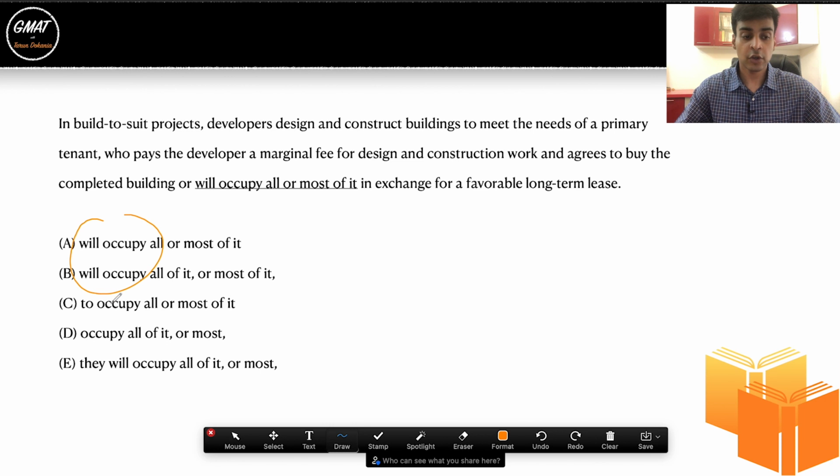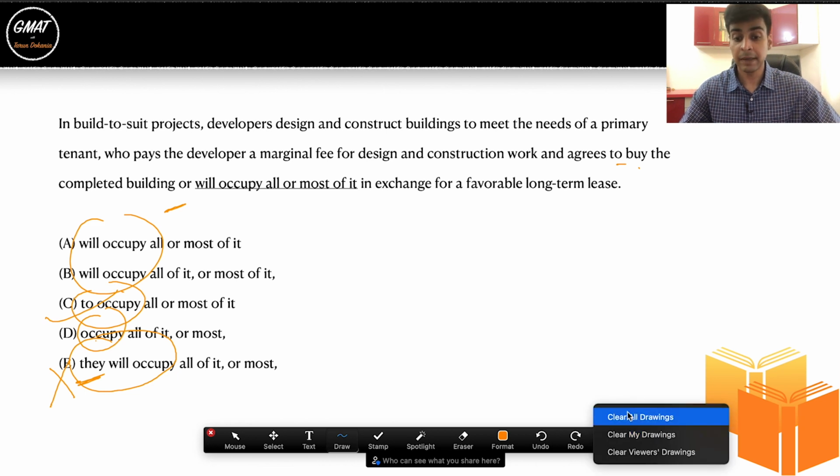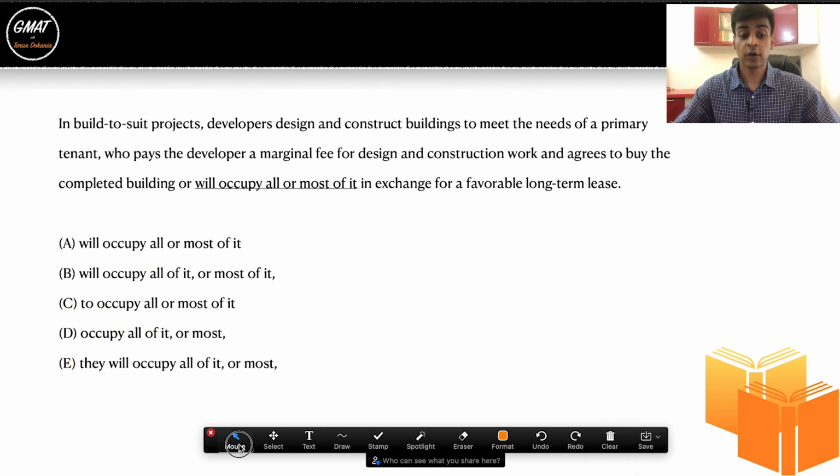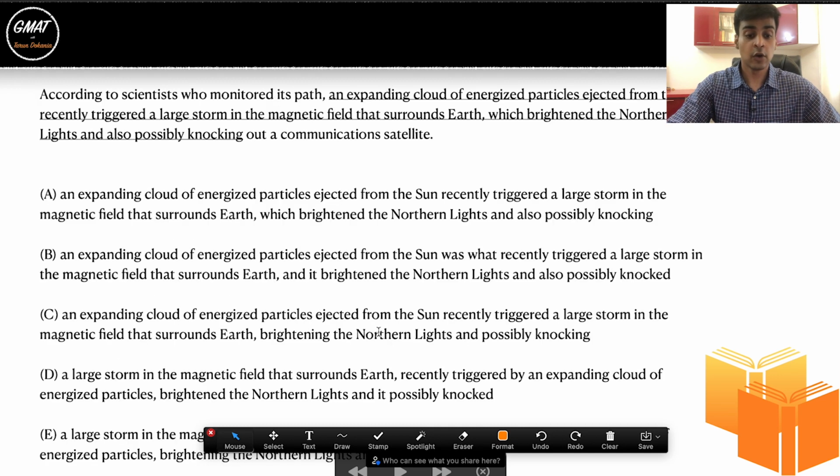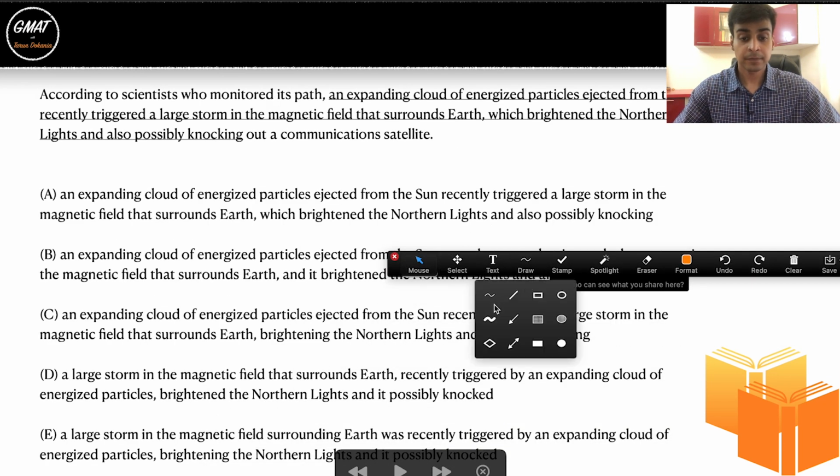You come here, you see will occupy versus to occupy versus they will occupy. The they, there's nothing plural, is out. I check parallel construction. What would it be parallel with? With the to form, it should be C. Done. We're done. That's how the execution should work in the paper. For now, we're practicing, so we'll look at all the causalities and all the logic behind it. Let's look at a slightly tougher one now, right?